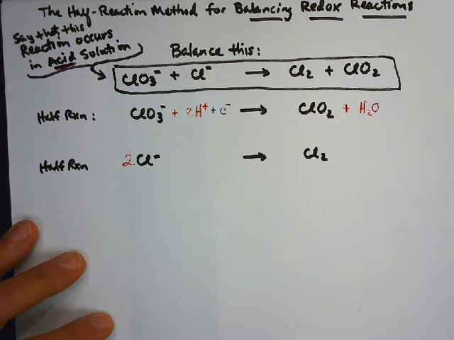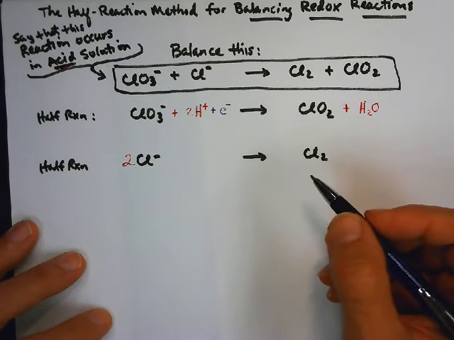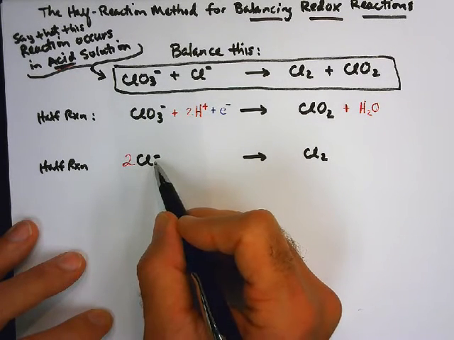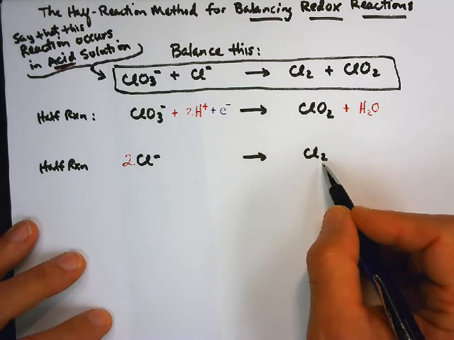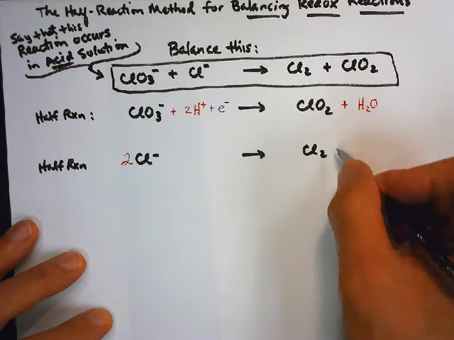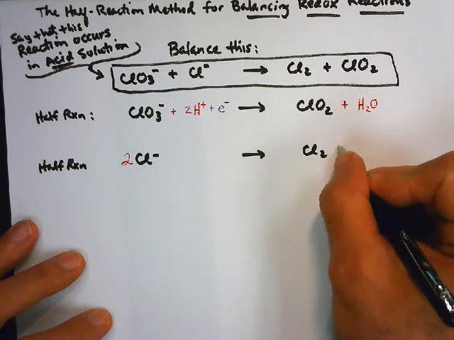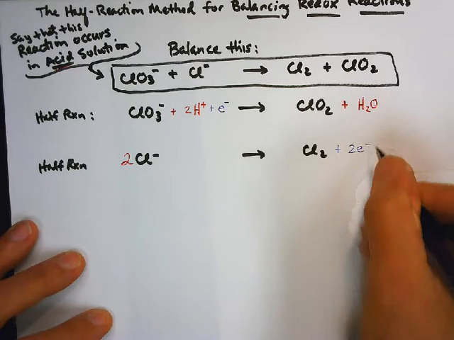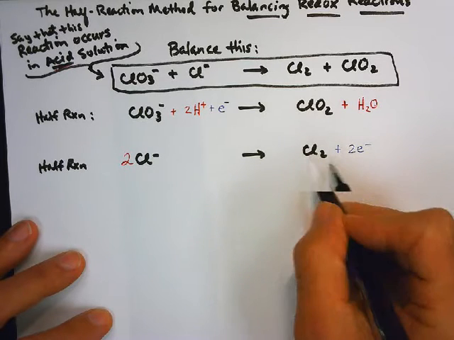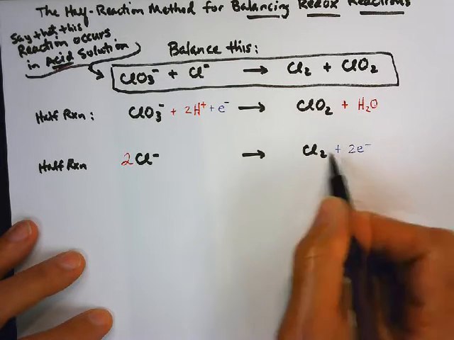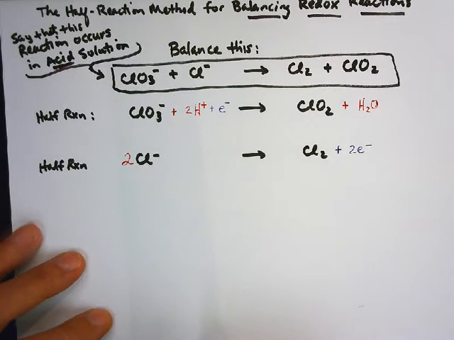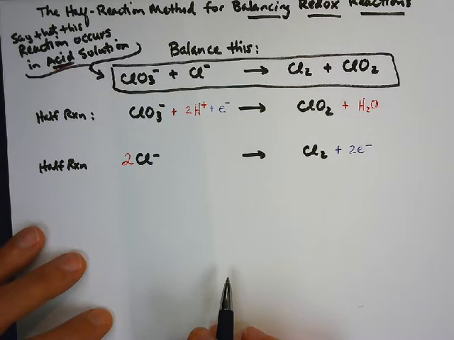So now we need to look at the number of electrons we have to add. We have 2 times 1 is -2 on the left, and it's a 0 on the right. So I need to add 2 electrons on the right in order to make this side have a -2 charge, just like the -2 charge on the left has. Okay, so far so good.